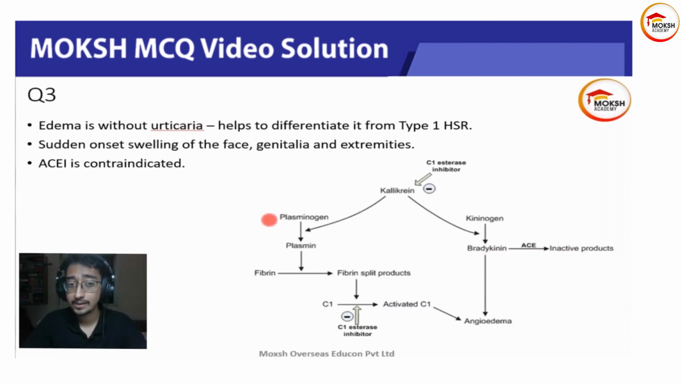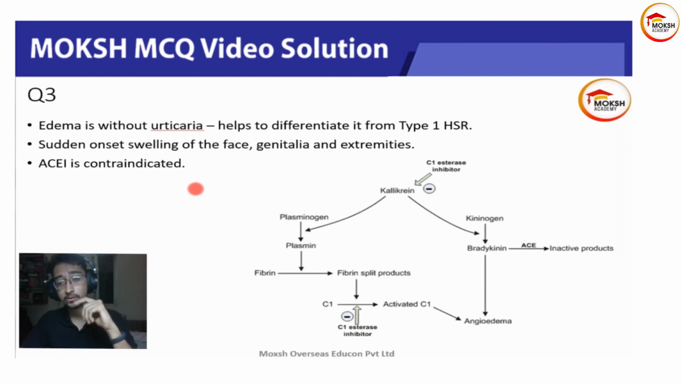So if you give ACE inhibitors in these patients, like those who already have low C1 esterase inhibitor levels, this step will be inhibited, right? This means bradykinin levels will increase, and bradykinin also leads to angioedema in excess levels. So ACE inhibitors are contraindicated in these patients. Okay. So sometimes you'll get a question that the patient has a history of angioedema, hereditary angioedema, and the patient is coming with hypertension or heart failure. So which drug will you give? And ACE inhibitor will be an option. So remember that it is contraindicated.